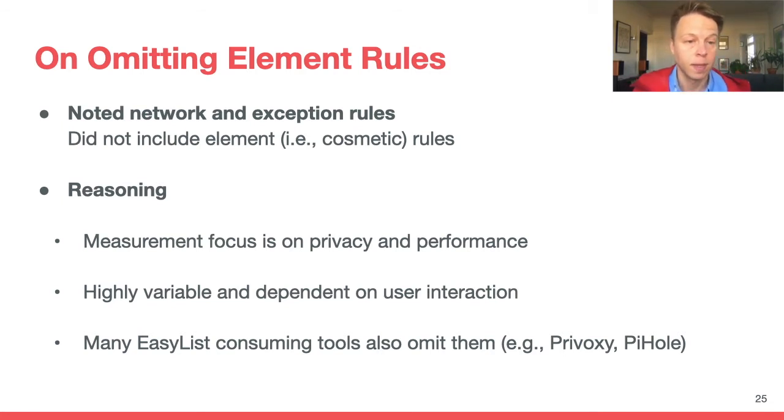performance measurements. Second, element rules end up being very highly variable because as you interact with the page or while animations trigger, things like that, different element rules will trigger, adding a lot of noise to the resulting measurements. And then finally, there's a lot of EasyList deployments that don't consider element rules at all. So these are things like privacy-preserving proxies, things like that only consider the network rules. So for these reasons, we only considered the network rules part of EasyList. We did not consider element rules.